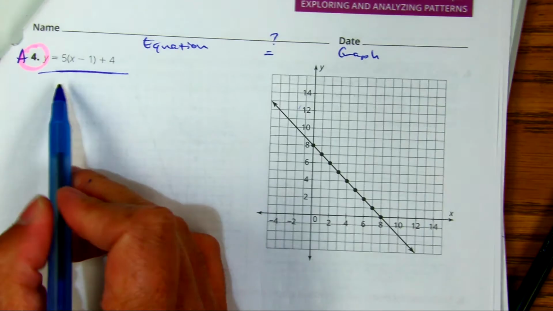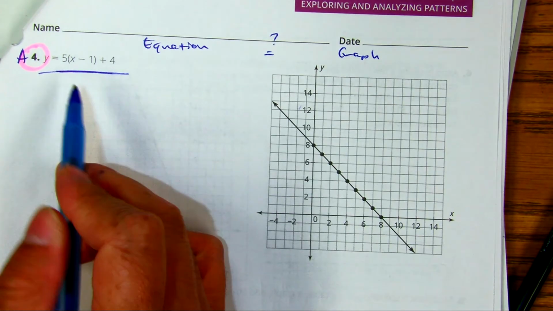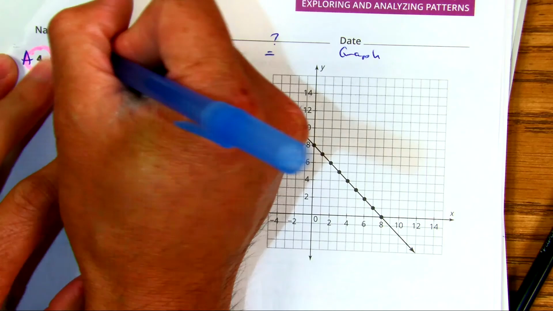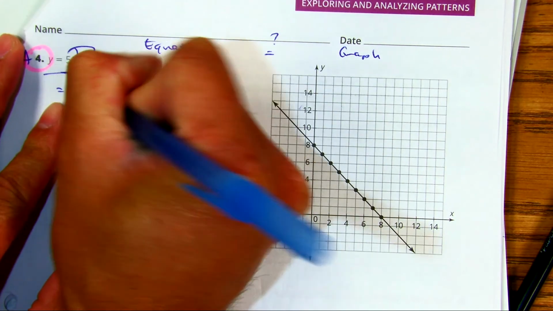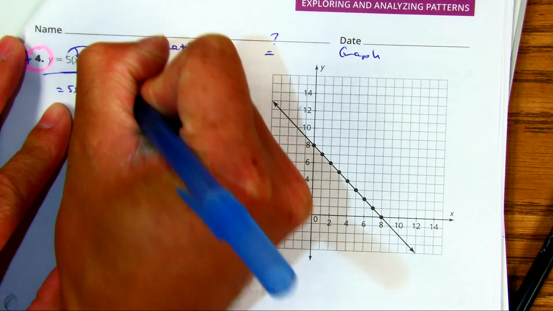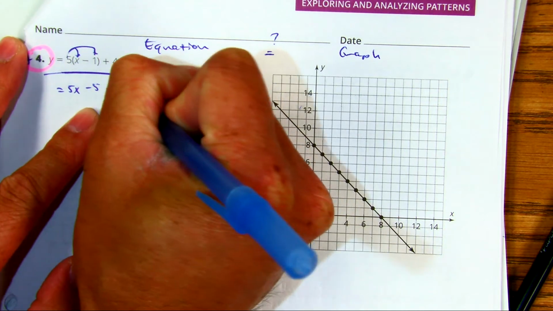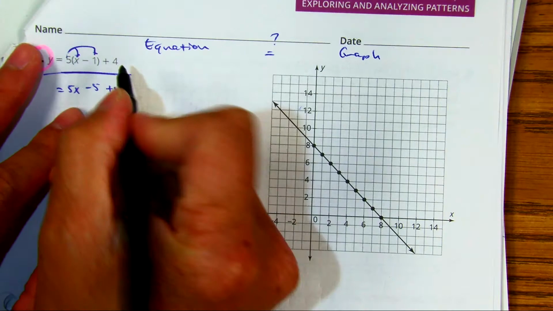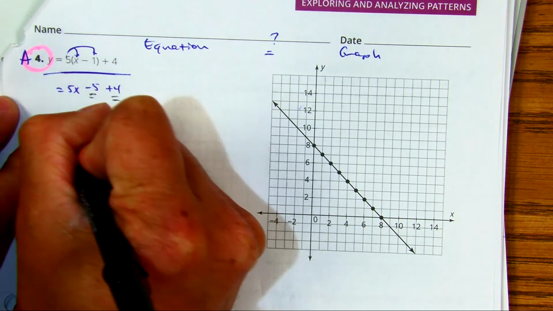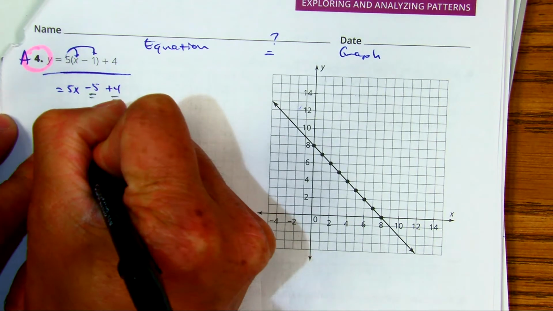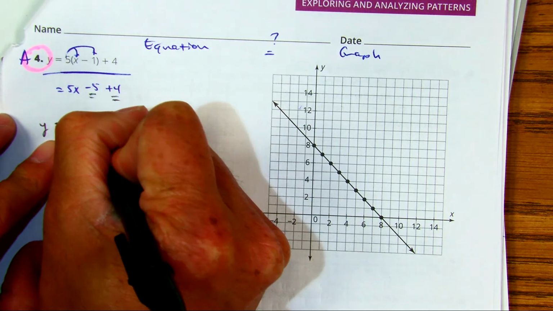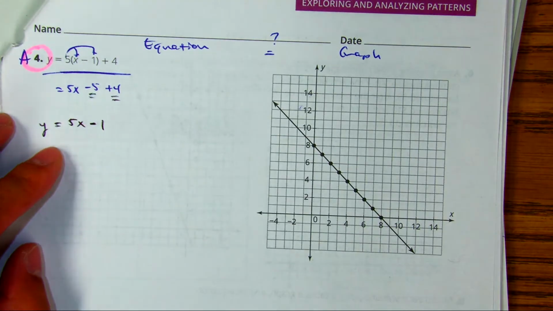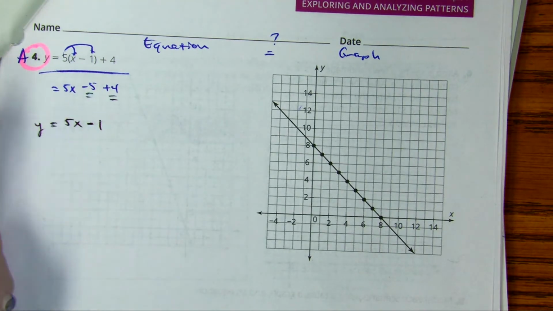So on the equation, it's almost in slope-intercept form. So I'm going to distribute the 5 here. So I get 5x, and then 5 times negative 1 is negative 5 plus 4. And then I'm going to combine like terms, so I get y equals 5x, negative 5 plus 4, negative 1. Okay, so this is what I got.